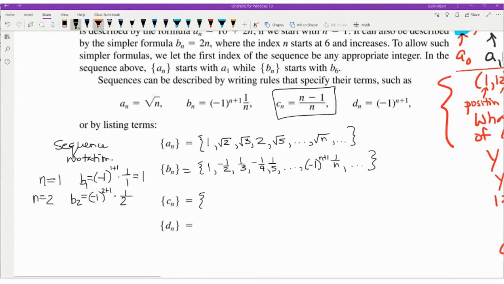First term in the C sequence is 0. Good. What's C sub 2? Good. C sub 3?